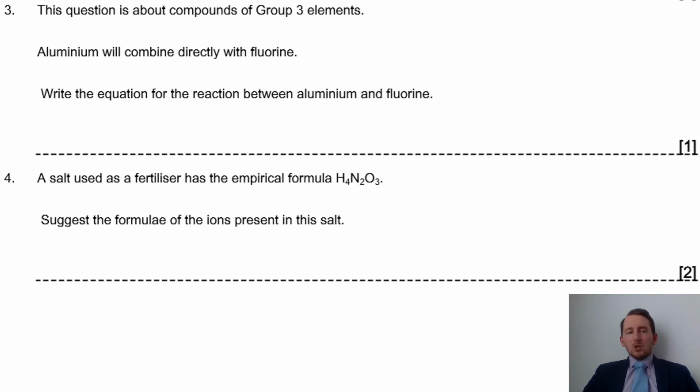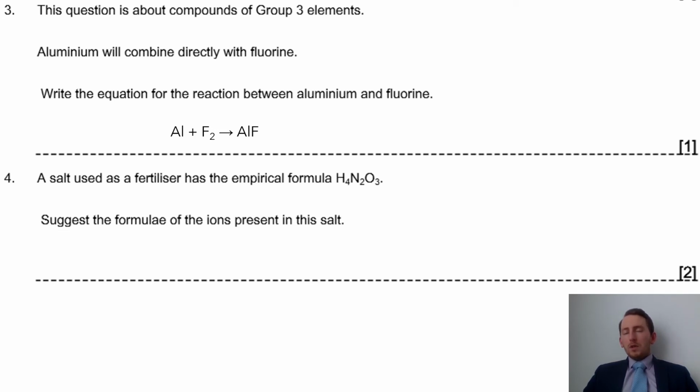Okay, next question, 3. It's asking us to write the equation for the reaction between aluminium and fluorine. Now, this is a relatively straightforward equation that you have to put together, but constructing equations tends to be something that people struggle with. So we're just breaking this down bit by bit. If we start with aluminium, we know that's Al. We know it's reacting with fluorine.